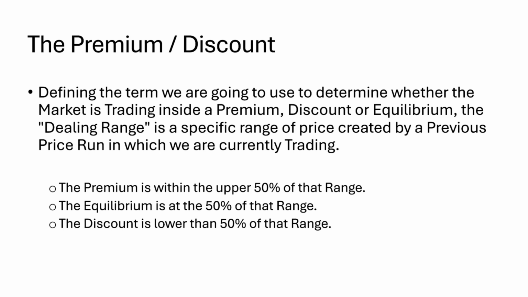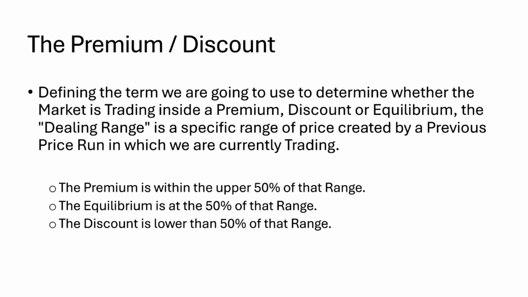And if we take said range and we apply a fib, we're going to get the following levels. We're going to have the 50% level, which is going to determine whether the market is going to trade inside of a premium, which is within the upper 50% of that range. The equilibrium, of course, is going to sit at the 50% of that range, and then the discount is going to be lower than the 50% of that range.